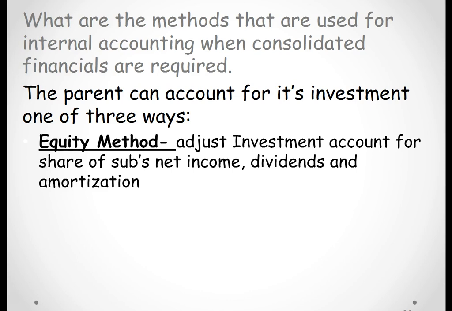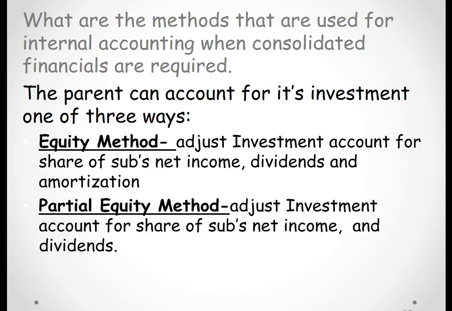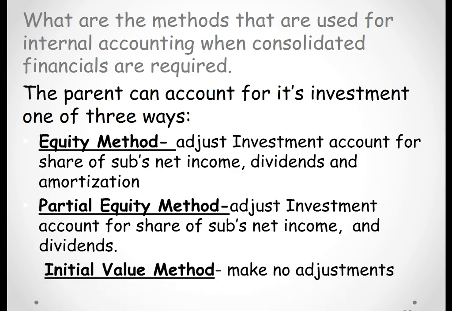They can use the equity method, which adjusts the investment account for shares of the sub's net income, dividends, and amortization. They can use the partial equity method, which adjusts the investment account for the sub's net income and dividends. Or they can use the initial value method, which makes no adjustment to the initial investment account. That means you don't adjust to fair market value either, because we're talking about investments where you own more than 50%.